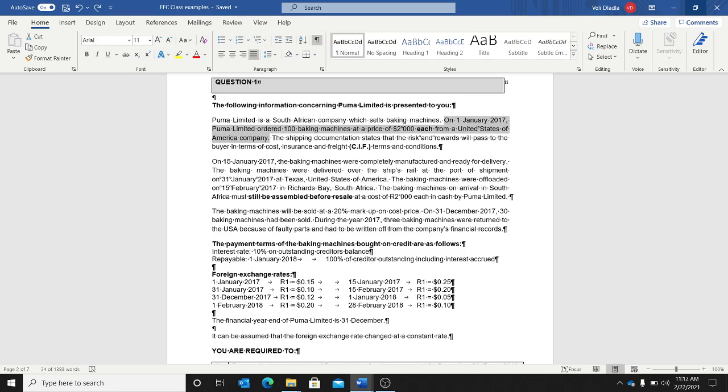So it's not a transaction date, that one. You've just placed an order, nothing more, right? Now, in short, you've placed an order for $200,000, right? Now here, they are explaining that the shipping documentation states that the risk and return will pass to the buyer in terms of cost, insurance, freight. Now, here they are defining, they're giving us the terms and conditions.